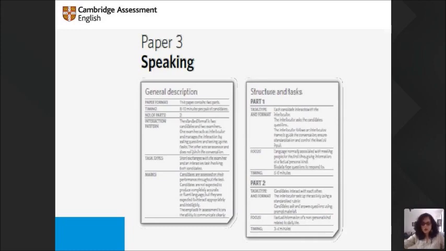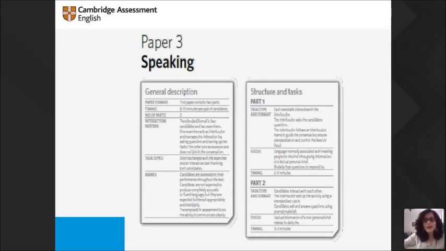and then how candidates are scored. So the marks, the way they are assessed, and the areas for which they are assessed. Now, here next to the general description, you have structure and tasks, which gives you the details of each part. So here you have part one, where the task type is mentioned, and then the focus, which means the language focus or the functions focus.